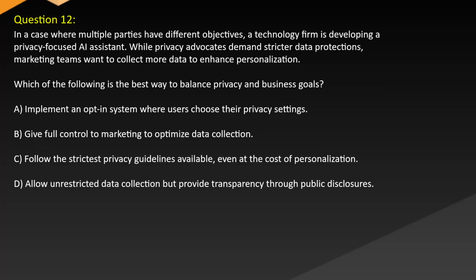Question 12. In a case where multiple parties have different objectives, a technology firm is developing a privacy-focused AI assistant. While privacy advocates demand stricter data protections, marketing teams want to collect more data to enhance personalization. Which of the following is the best way to balance privacy and business goals? A. Implement an opt-in system where users choose their privacy settings. B. Give full control to marketing to optimize data collection. C. Follow the strictest privacy guidelines available, even at the cost of personalization. D. Allow unrestricted data collection but provide transparency through public disclosures.